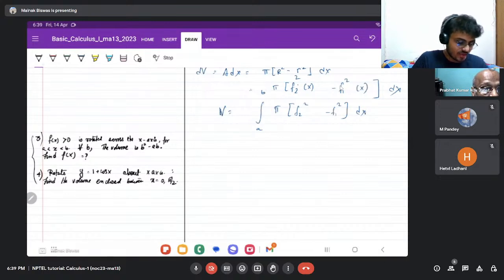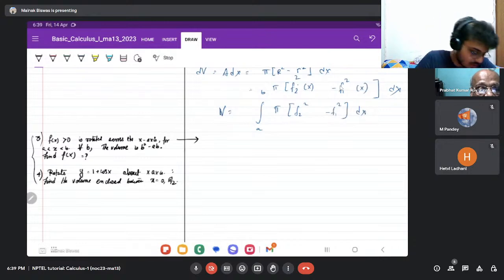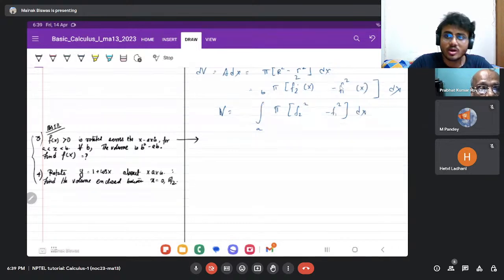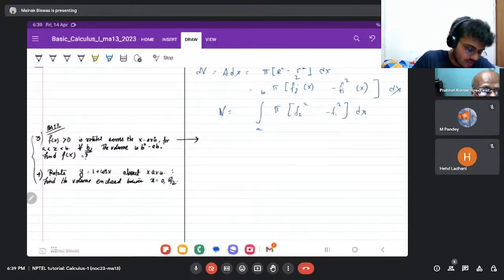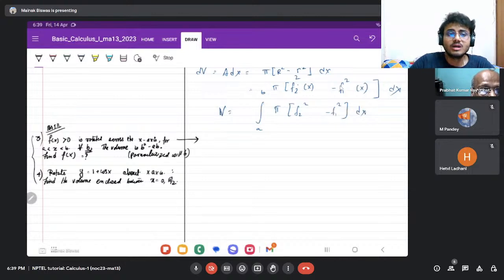So it said that f of x is greater than 0 is rotated about the x-axis. And this is your assignment question, assignment 11 question. So then the volume always turns out to be b square minus ab for all values of b, right? So it's parameterized over b. So you're told to find f of x. How can you write the integral that will help you to find it? Any idea?